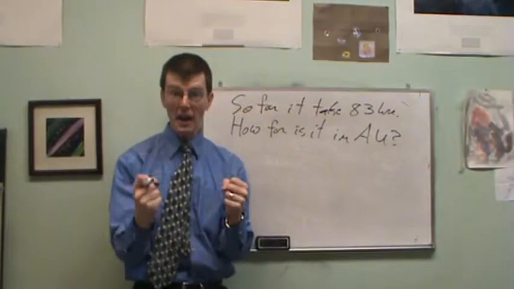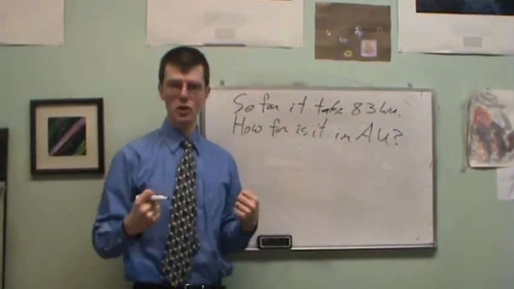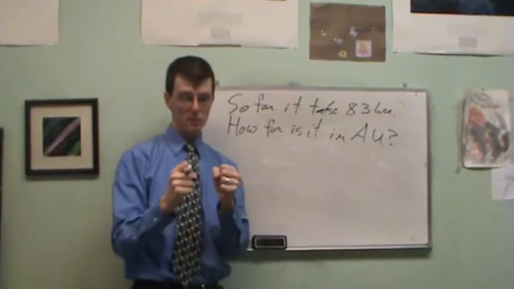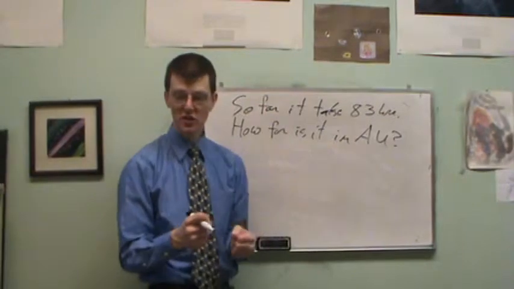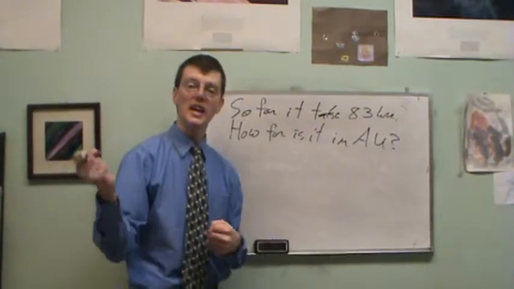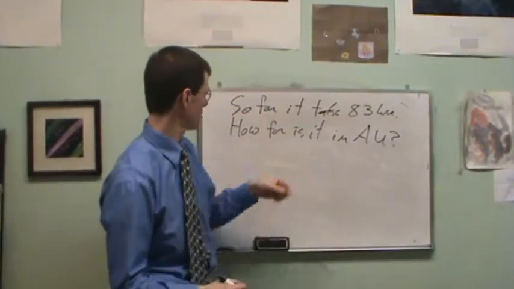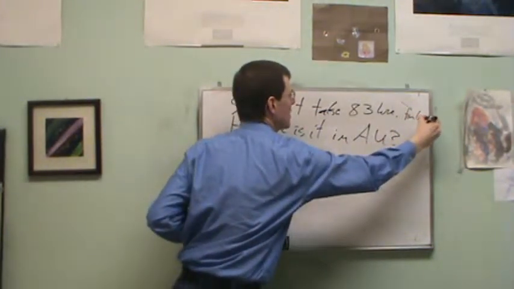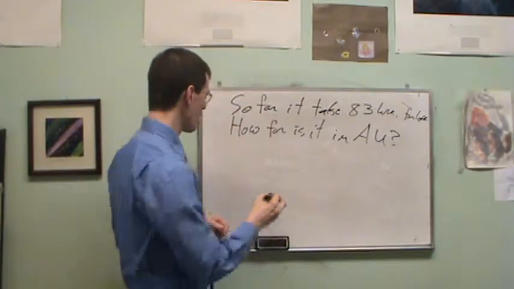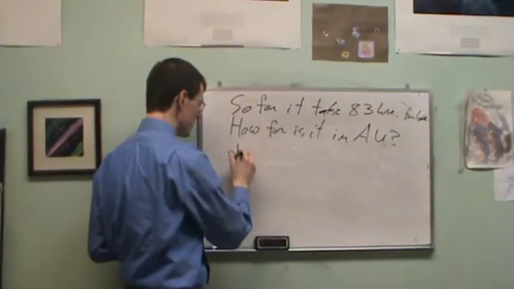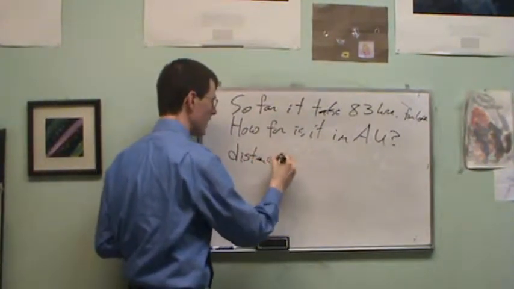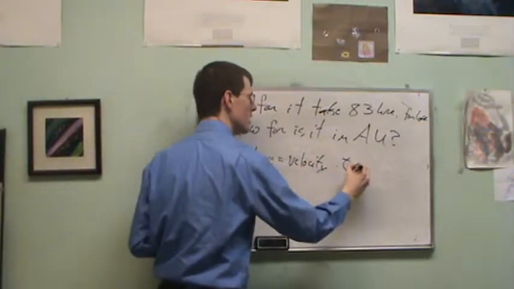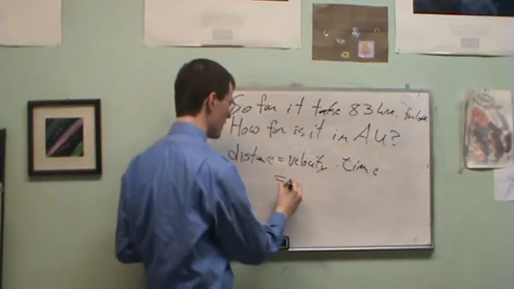Identify the information you have. What information do I have? I have a period of time. What's the information I'm looking for? A distance. I want distance given time, and so far it takes 83 hours for light to get here. So that means I want distance equals velocity times time.